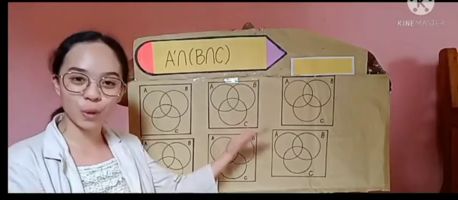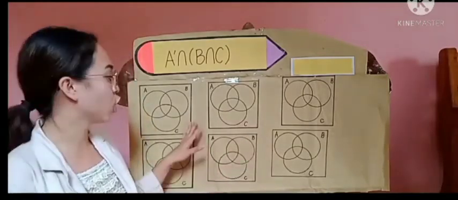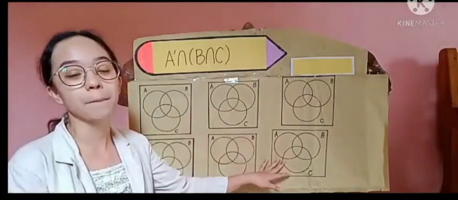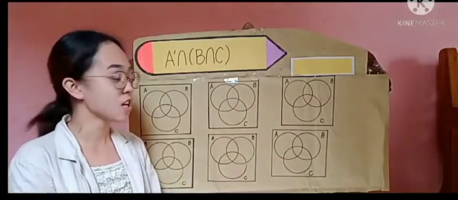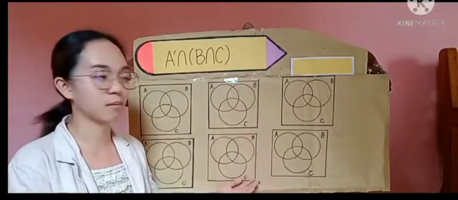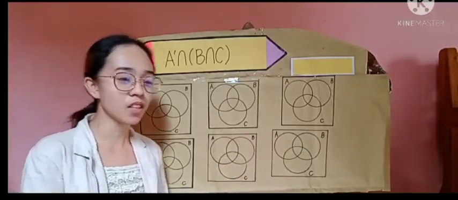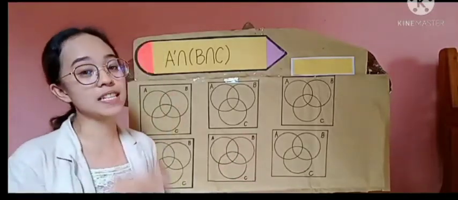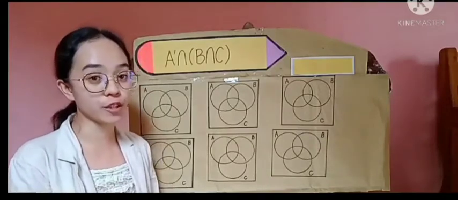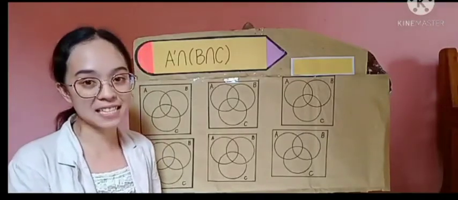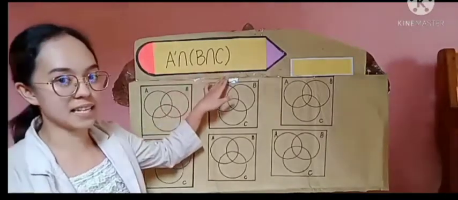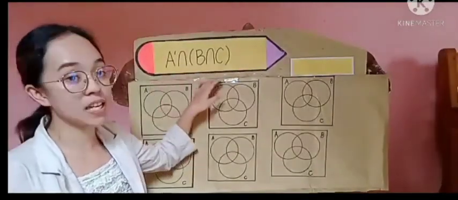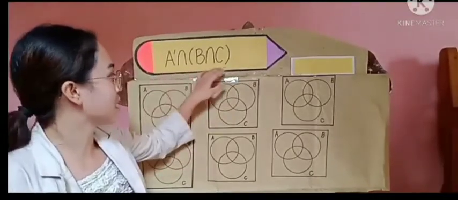As you've noticed in my visual aid, I already made the Venn diagrams because I'm not really good at drawing lines and circles, so I made them ahead to make them more presentable. Since I am the first presenter of our group, my task is to report not A, B, and C. We will be shading a Venn diagram using this set.